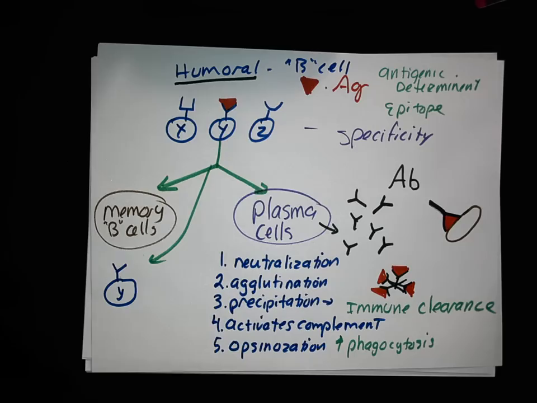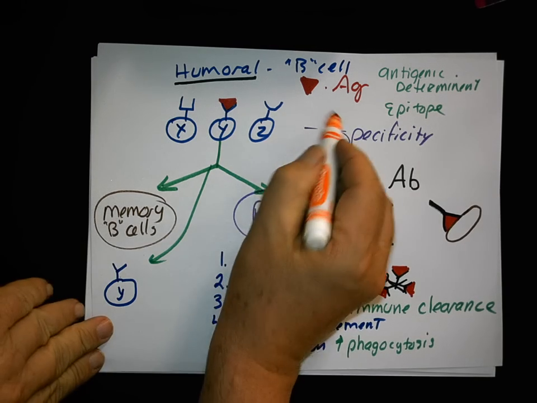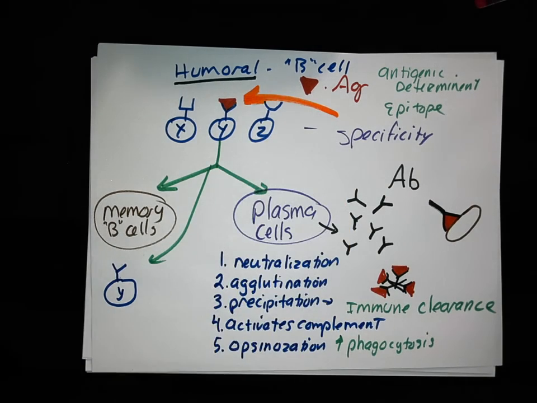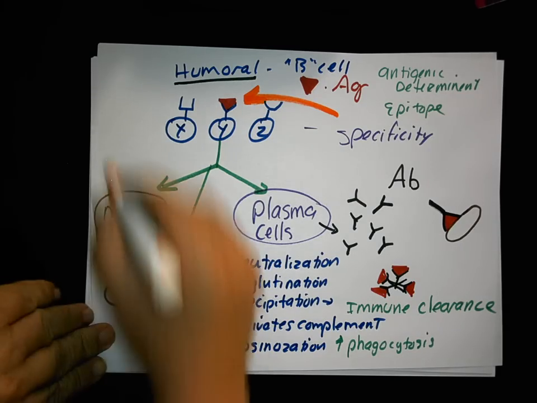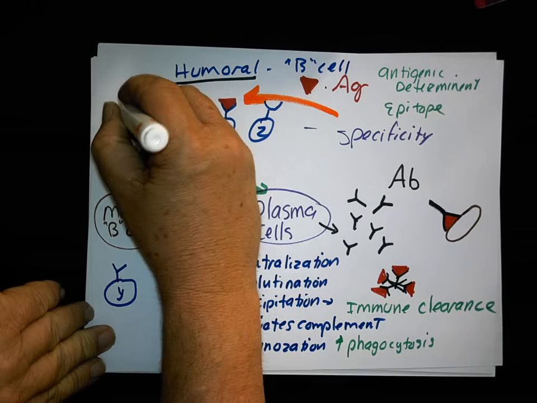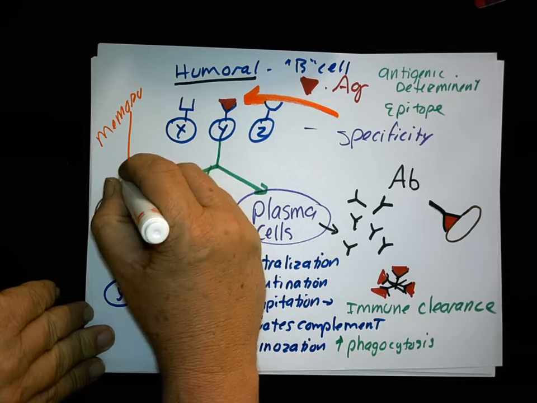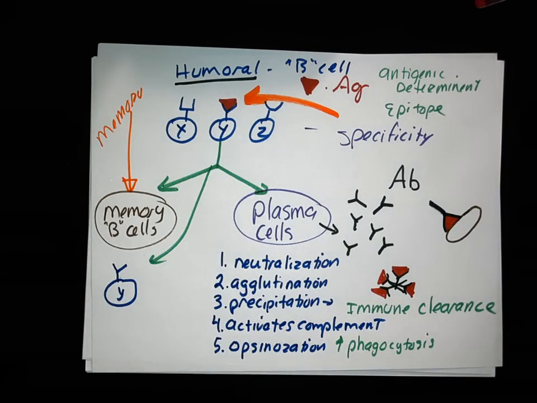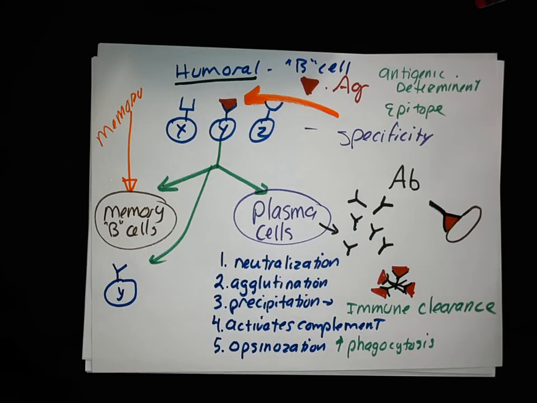A couple of things are presented by this process. One is specificity. One B cell, or one specific type of B cell, will respond to one specific type of antigen. Another is memory, which is caused by the production of memory B cells.